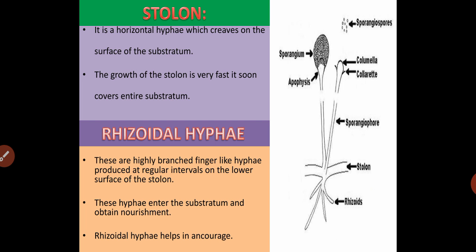In case of fungi, stolon is the structure which creeps horizontally on the substratum. The growth of the stolon is so fast that it covers the entire substratum. Rhizoidal hyphae are the finger-like structures produced at regular intervals on the lower surface of the stolon. These hyphae enter the substratum and obtain nourishment. Not only that, they also help in anchorage, that is fixation.